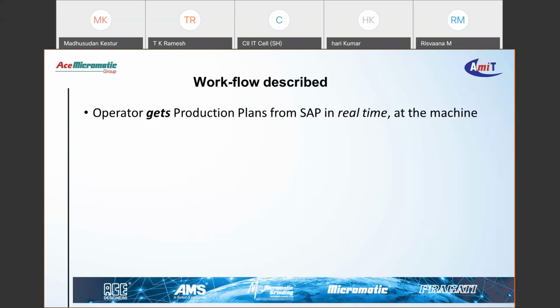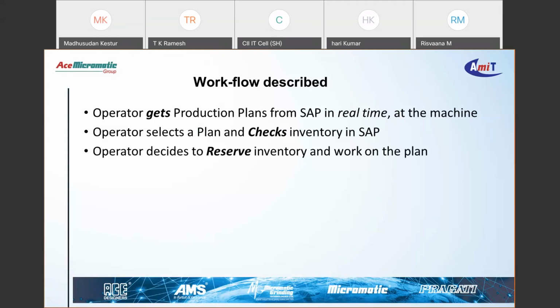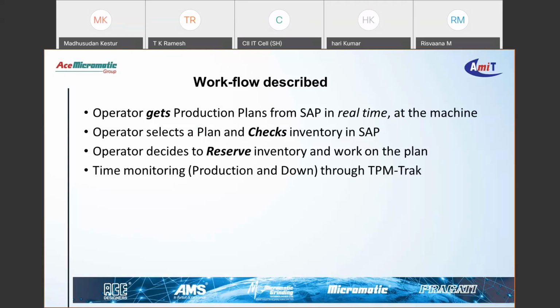So the request goes to our server, which forwards it to SAP. SAP gives back the data to our server, and our TPM track server gives back the schedules to the machine. Now, the operator selects a particular schedule, which is also called a plan. Once SAP gives back the green signal that inventory is available for this plan, the operator proceeds to reserve the inventory and then starts production.